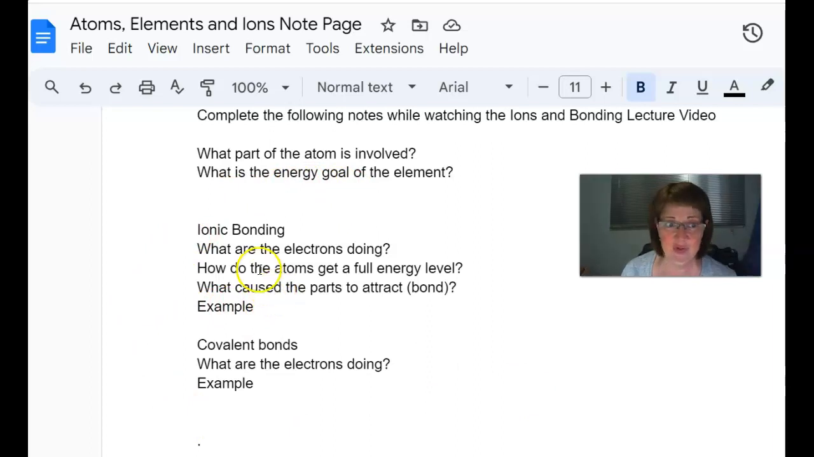So as we go through, pay attention to what part of the atom is involved and what is the goal of the atom. Then, what's happening in ionic bonding, and what's happening in covalent bonding.